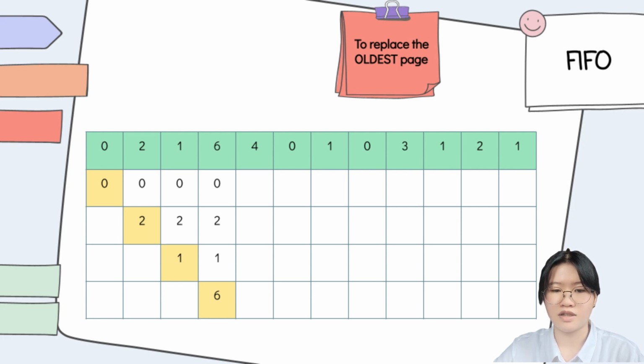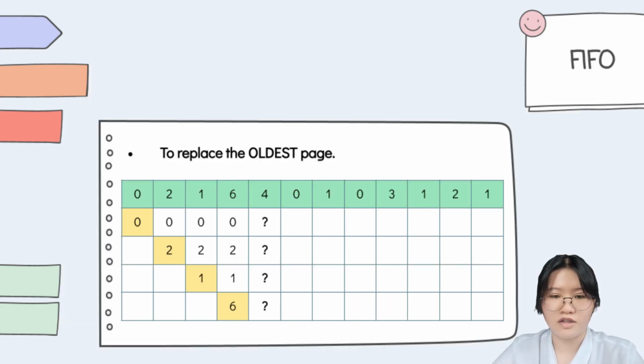Next, we insert 2. 0 is no longer the page 4, but 2 becomes the page 4 now. Later, we insert 1 and 6 into each empty frame to be page 4, respectively in the 3rd column and 4th column, and the other numbers are the normal page.